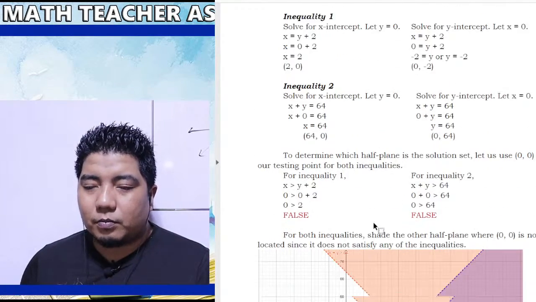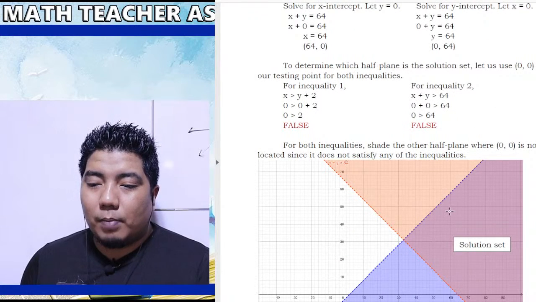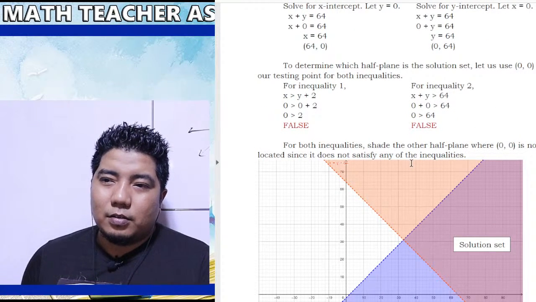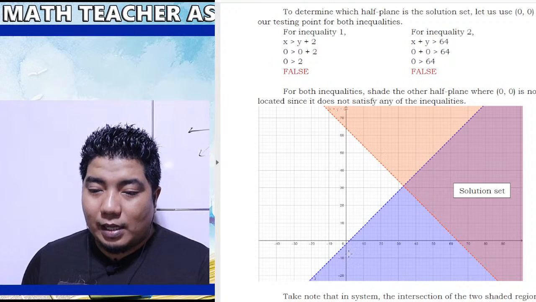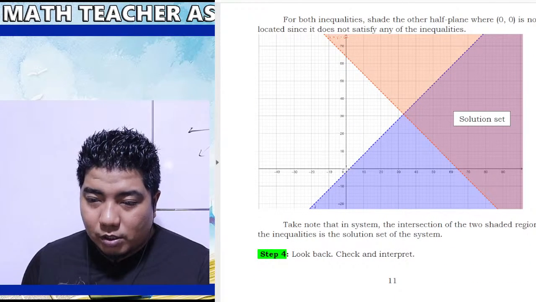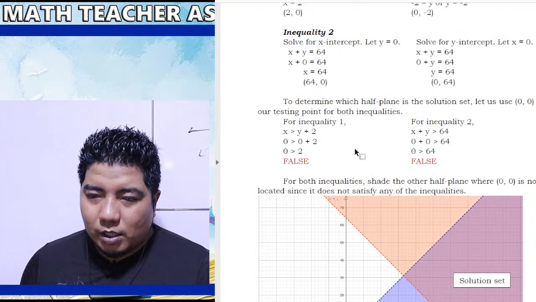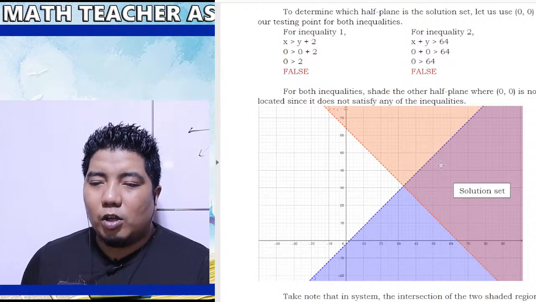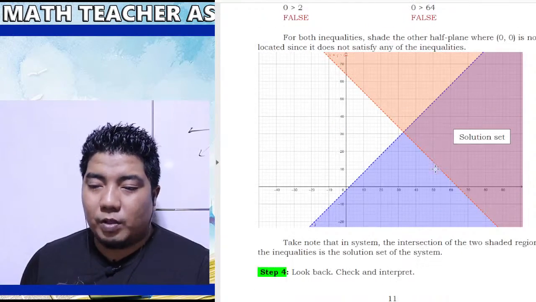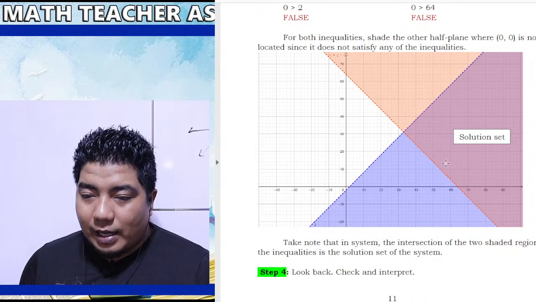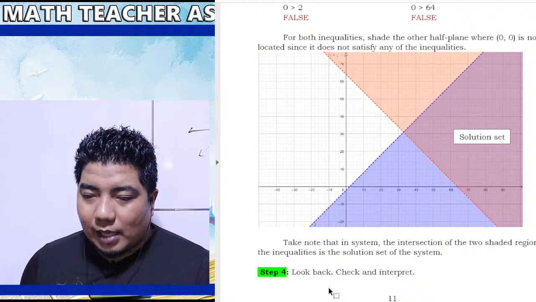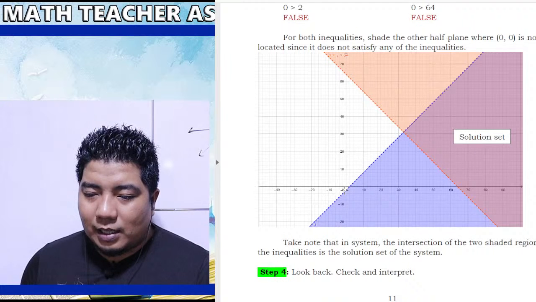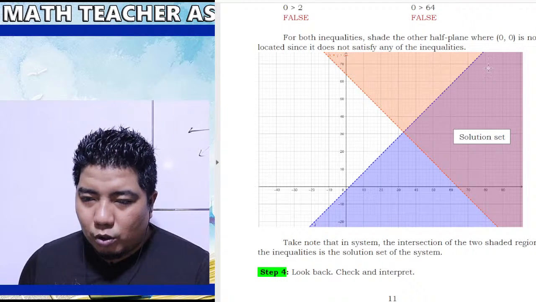Okay. So, to test kung saan doon na boundary ang solution ng problem na ito, tinest nila ang 0, 0. So, as you can see, itong 0, 0 is not part of the boundary line. Tama? Okay. Pag test nila sa 0, 0, ang sagot sa inequality 1, false. Ang sagot sa inequality 2, false din. So, therefore, para sa line na ito, hindi kasali ang shade na ito because it did not satisfy the 0, 0. So, doon siya nag-shade.